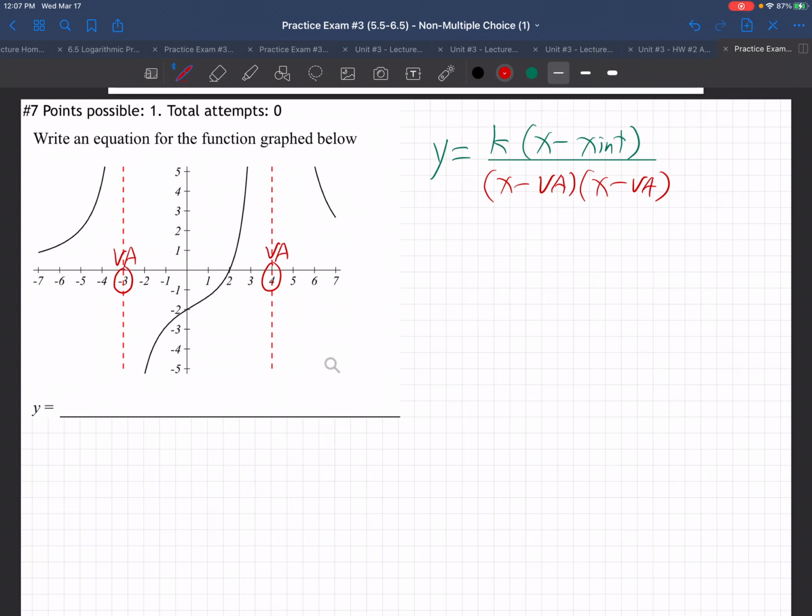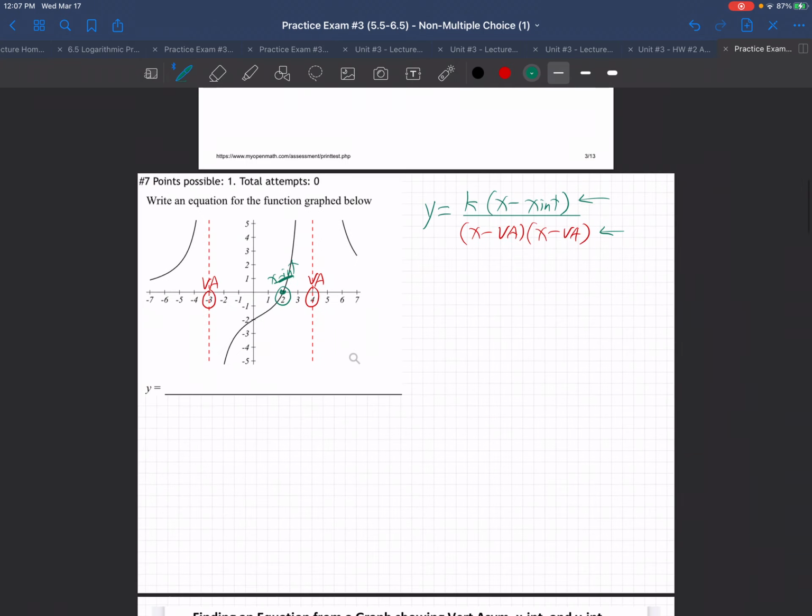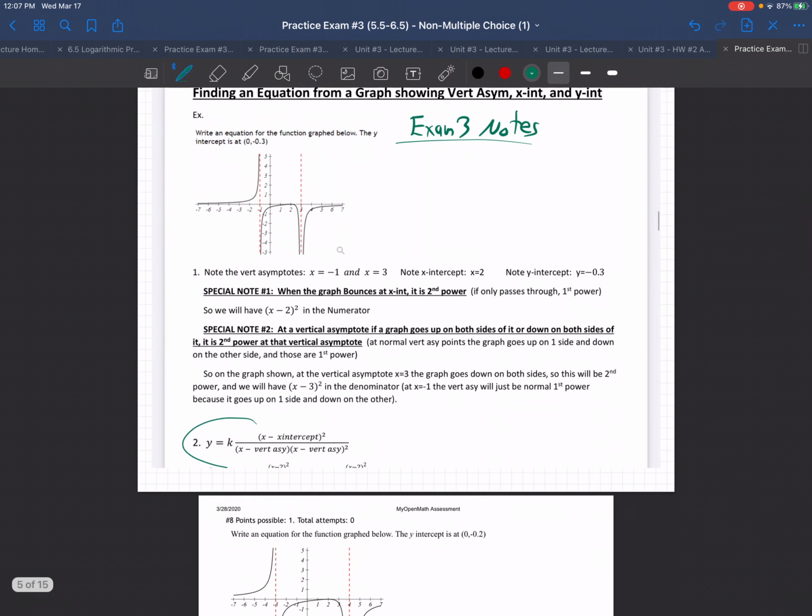So 2 vertical asymptotes and 1 x-intercept, right there is our x-intercept at 2. So we have 1 x-intercept, 2 vertical asymptotes. The x-intercepts go in the numerator, the vertical asymptotes in the denominator. That's what I'm showing right here in the exam 3 notes. Intercepts in the top, vertical asymptotes in the bottom, and the constant in the front.